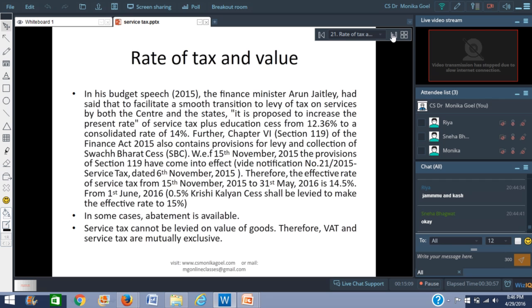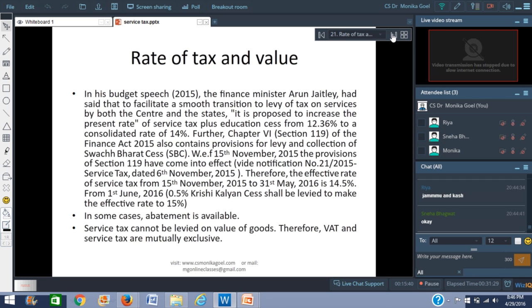Now, why am I emphasizing it so much? In the examination, generally you are required to calculate the service tax liability on a monthly basis. Calculate the service tax for the month of September, or for the month of November, or for the month of December. Now, if in the examination the month is specified, and the date is prior to 15th November, calculate at the rate of 14%.